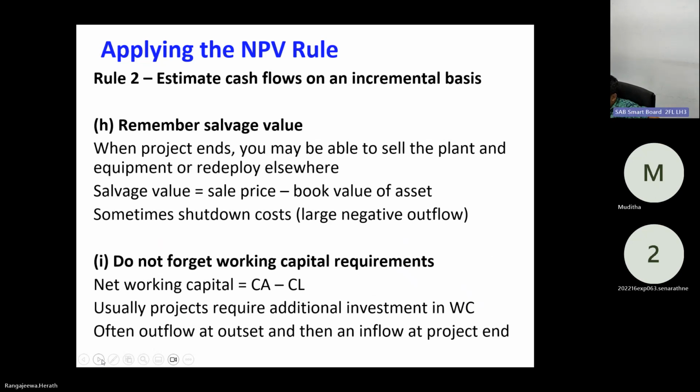Then remember the salvage value, right? Salvage value that you can generate by selling the asset at the end of the project period. Then do not forget the working capital requirement, right? It's additional working capital, current assets minus current liabilities. Usually, a project requires additional investment in working capital, and that will be an inflow at the end of the project.